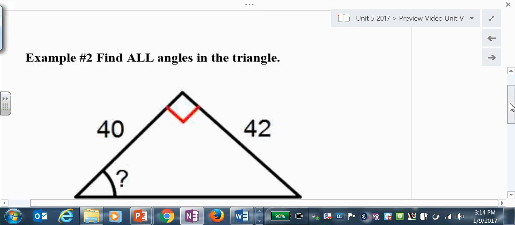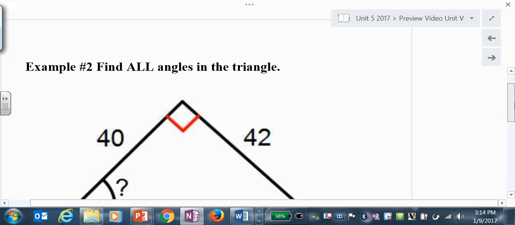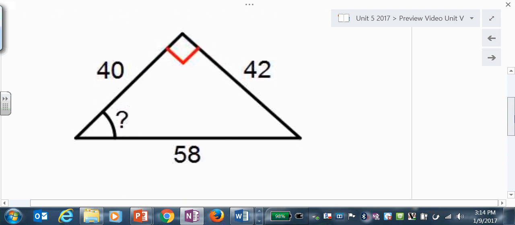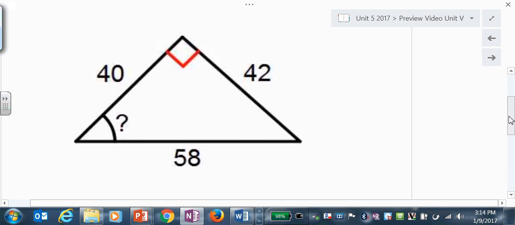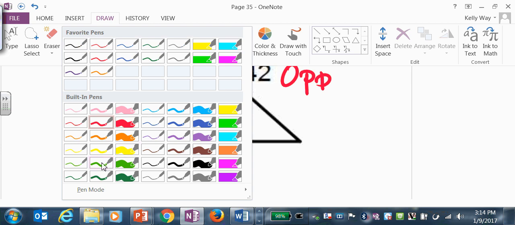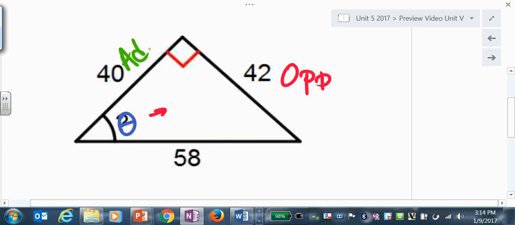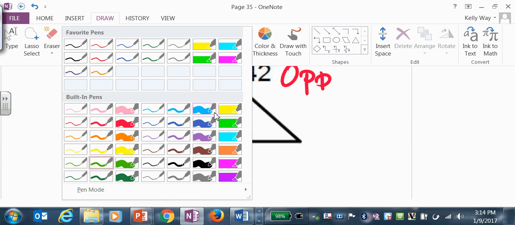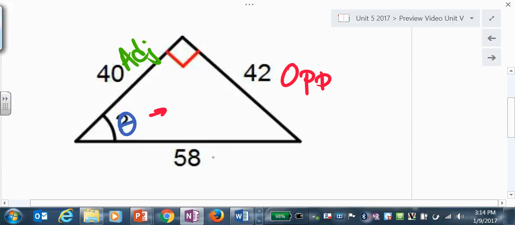Let's do a couple more examples. Example 2. We're going to find all the angles in this triangle. So our theta is here. And from that theta, let's label. That makes 42 the opposite. That makes 40 the adjacent. And that makes 58 our hypo. You're like, wait a minute, I have all three. Now what?